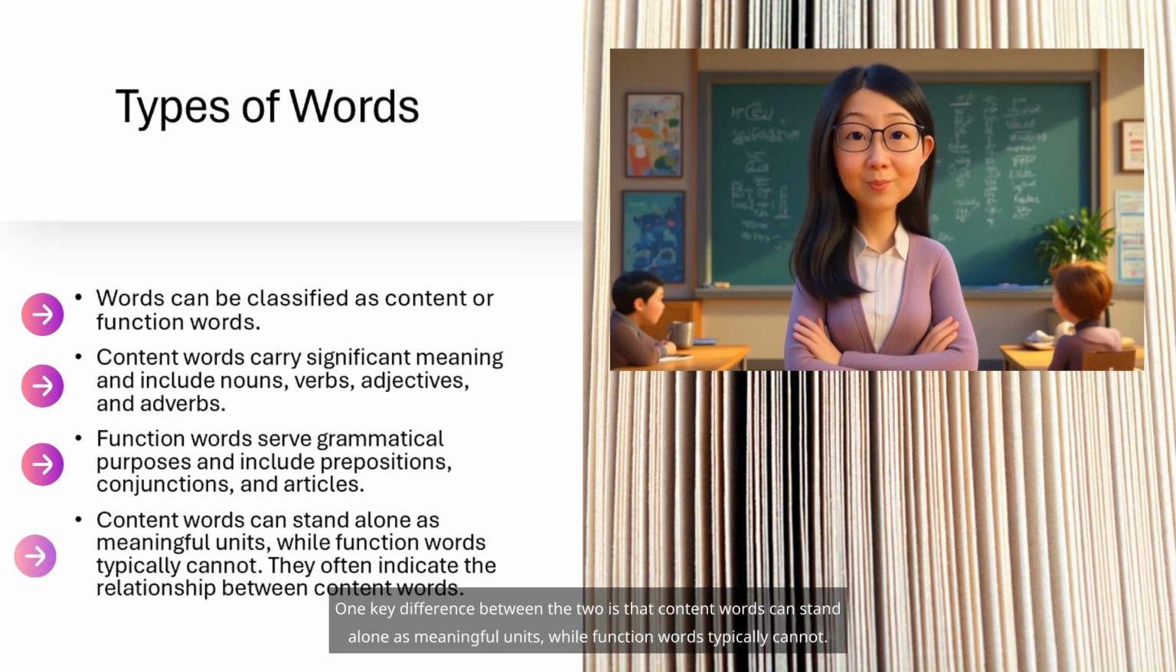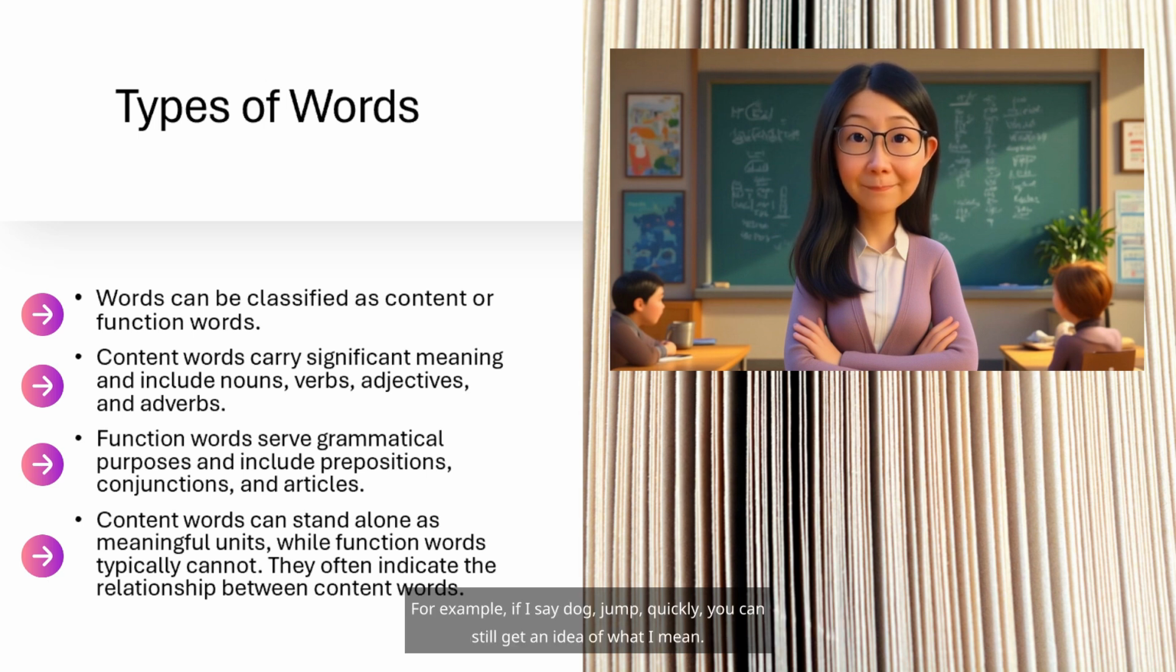One key difference between the two is that content words can stand alone as meaningful units, while function words typically cannot. For example, if I say dog, jump, quickly, you can still get an idea of what I mean. However, if I say the, over, and, the words alone do not convey a clear meaning; they only function within a complete sentence.